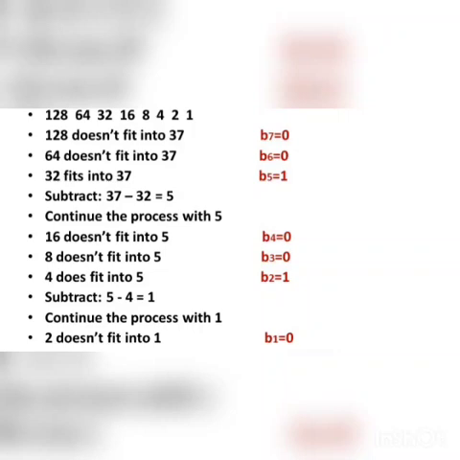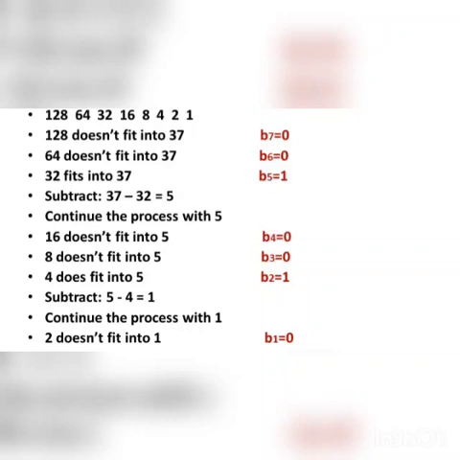Then we subtract 32 from 37, which comes to 5. Continue the process with 5. So 16 doesn't fit into 5, and 8 doesn't fit either. So what will we do next? Then we choose the number 4. Why do we choose the number 4? Because 4 is nearer and lower than 5.